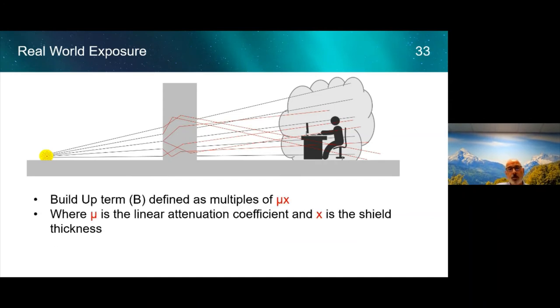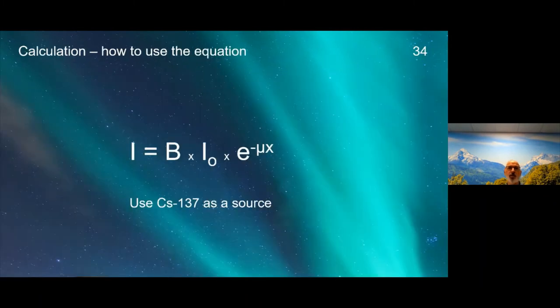So we can define buildup in terms of multiples of this product, mu times x. Mu is your linear attenuation coefficient, x is your shielding thickness, and we refer to this product as a mean free path. So the product itself tells you the number of mean free paths in a shielding material, and that's taken to be the distance traveled between interactions within your shield. So how do we use this equation to establish the effects of buildup within a shielding material and take account of that?